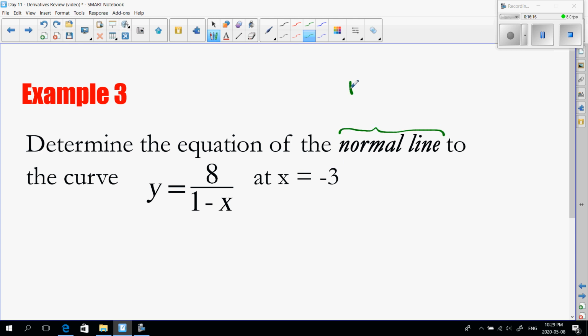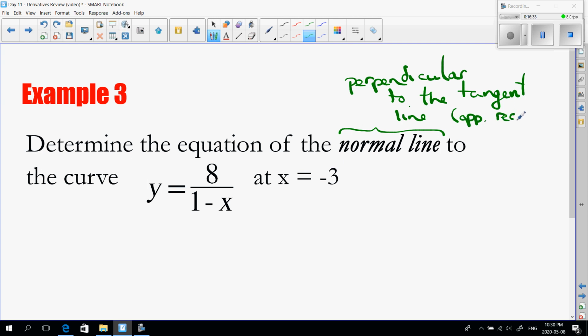The normal line is perpendicular to the tangent line. So we need to know something about perpendicular slopes. So think reciprocal, opposite reciprocal. I'll show you what to do in step 2 or 3. In this case, I'm going to call it step 3 because the first thing I need to do here is to find y. I already got x, but I need y.